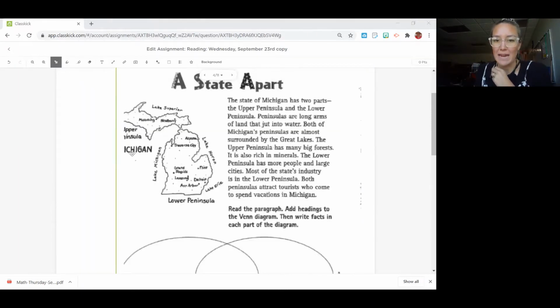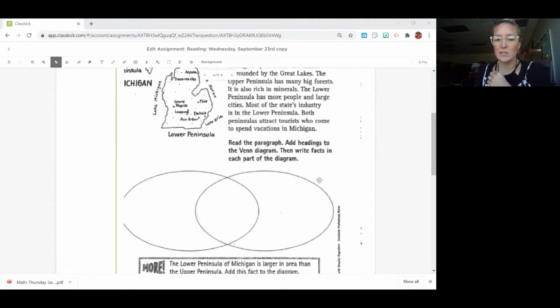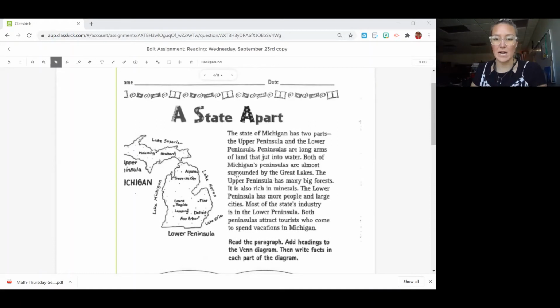So we're going to be comparing states. We're going to read the passage and then, using the Venn diagram in the bottom, we're going to say how they are different, how they contrast, and how they are compared. How are they similar? Let's go ahead and start from the top.